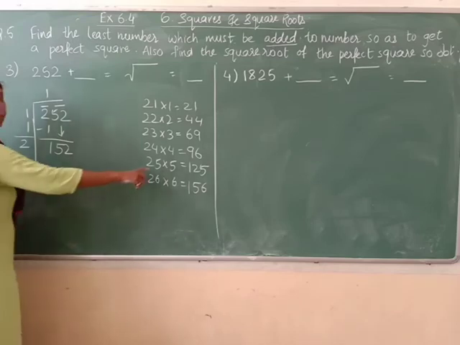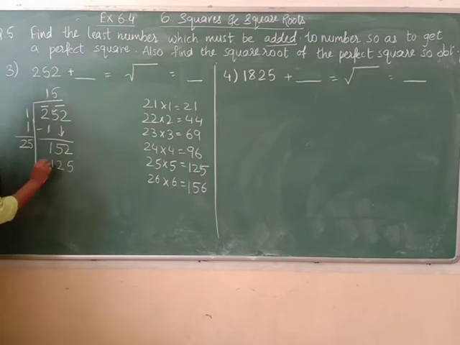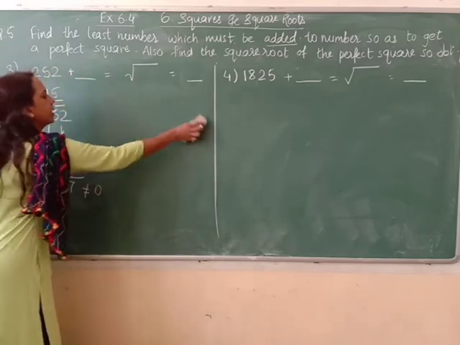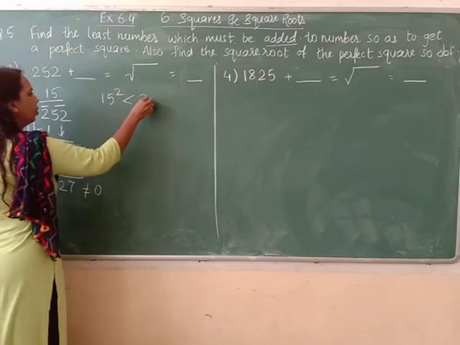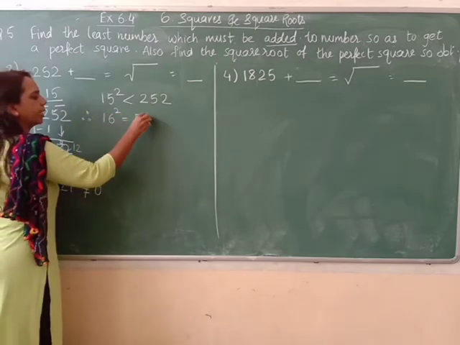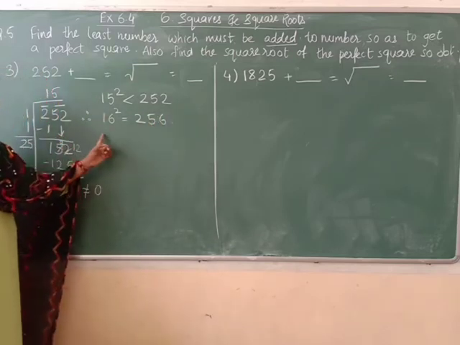So here we will go with 5. 25 into 5, we get 125. Subtracting 125 from 152, what do we get here? 27. That is not equal to 0. So the next step: as the remainder is not equal to 0, that means 15 square is less than 252. Therefore we will take 16 square, which is 256.